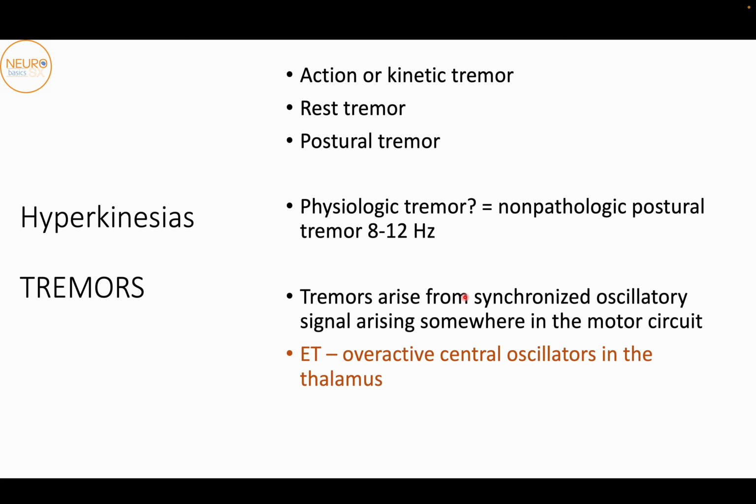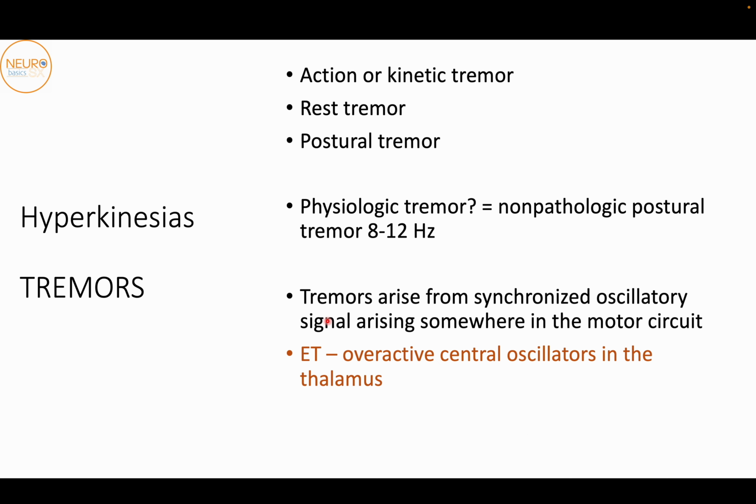So apart from essential tremor, there are other different types of tremors as well. Tremors can be divided into action or kinetic tremors, which happen when you do a particular movement. They will not be seen without any particular movement. Tremors which happen at rest are called rest tremors, and tremors which happen when you hold a particular posture, you hold out your hand and you develop tremors, that's a postural tremor. So a common tremor which exists is with normal people having a postural tremor of a frequency of 8 to 12 hertz, and that is a physiologic tremor.